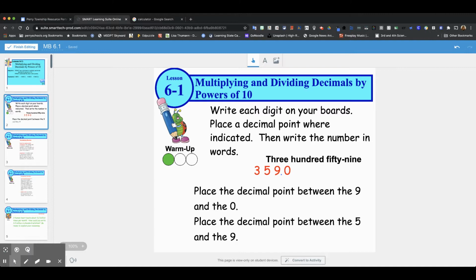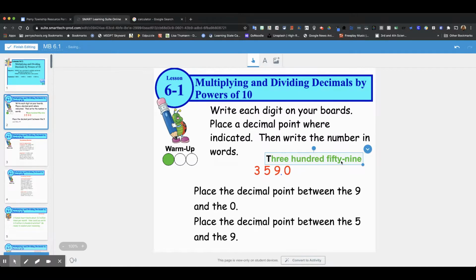Okay. As you see here, I wrote, I'll change the color so that you can see this better, 359. Notice I didn't put and 0 tenths. You can, but it's not needed for this one.